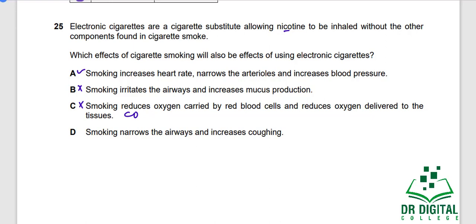D is smoking narrows the airways and increases the coughing. You know that narrowing the air passages is by swelling, sorry, not swallowing, swelling. The airways swell up and the coughing will increase. This is because of the tar. So for D, the tar will not be there in electronic cigarette. So the correct answer for question 25 is A.